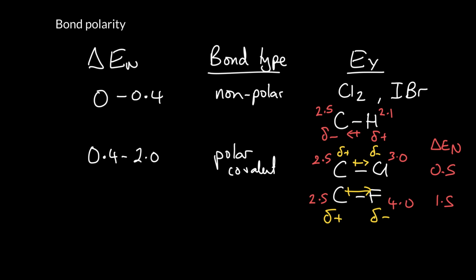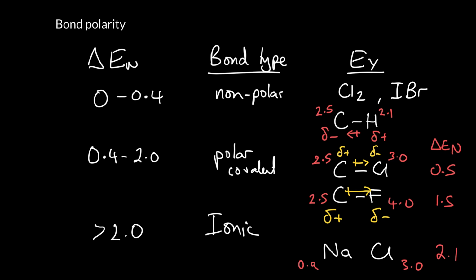Now, what happens if the difference is bigger than 2? If it's bigger than 2, we actually consider this to be ionic. Case in point, something like sodium chloride. Sodium's electronegativity is 0.9, chlorine is 3.0, and that difference is 2.1. In fact, that is so large, we essentially say the sodium has lost the electron to chlorine. And so now you've got an ionic bond, with sodium positive and chloride negative here.